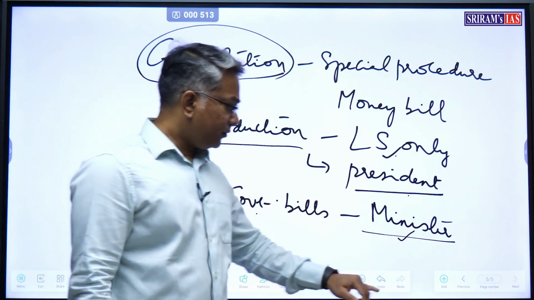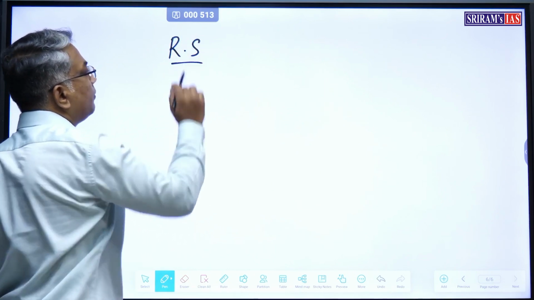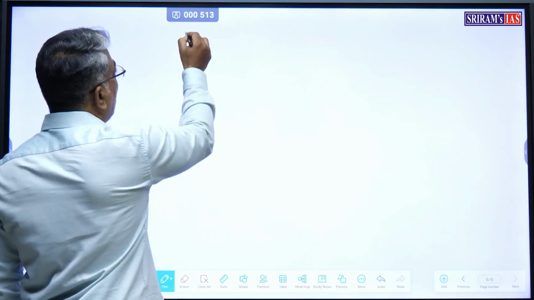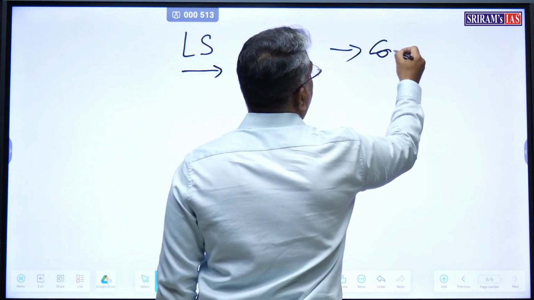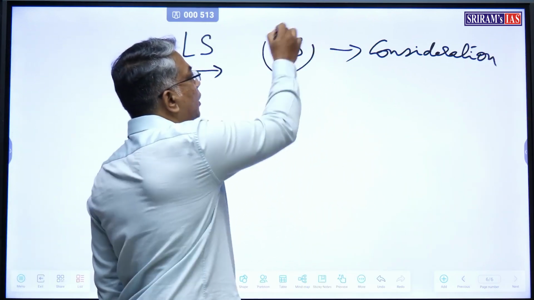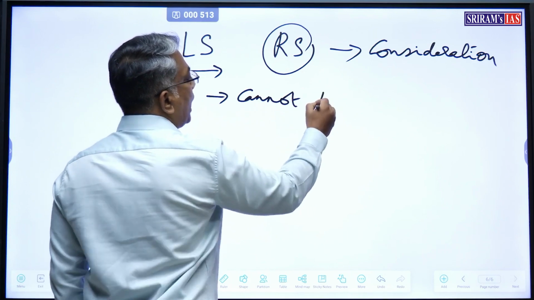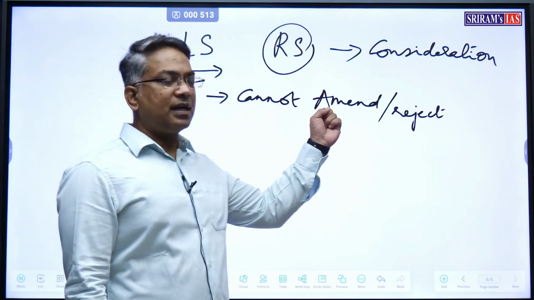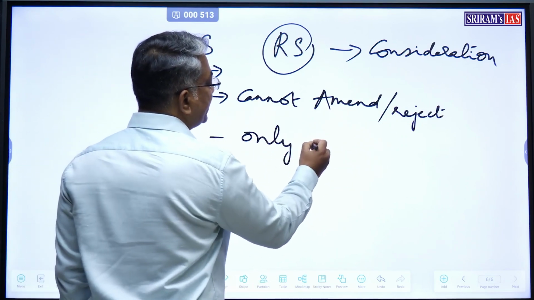Okay? Now, further, after the Lok Sabha passes the bill, it is transferred to the Rajya Sabha for its consideration. So, what options does Rajya Sabha have? Rajya Sabha cannot amend or reject a money bill. Rajya Sabha does not have the power to amend or reject a money bill. Rajya Sabha can only give recommendations.